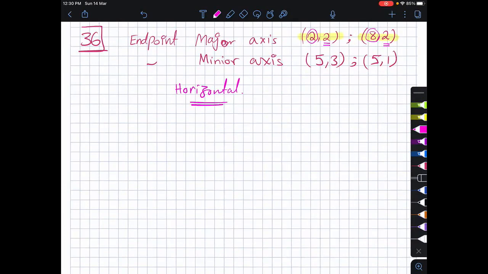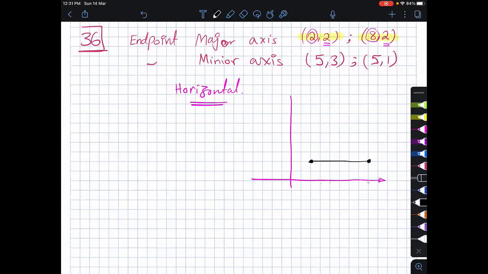We can also quickly construct a plane and plot the points, for 2 and 2. Okay, and we have 8 and 2: 5, 6, 7, 8. 8 and 2. This is the major axis.